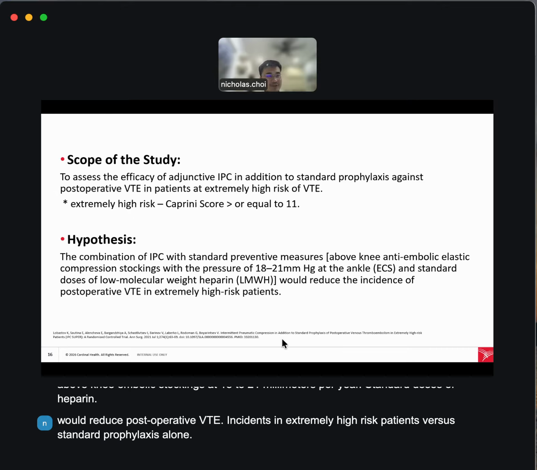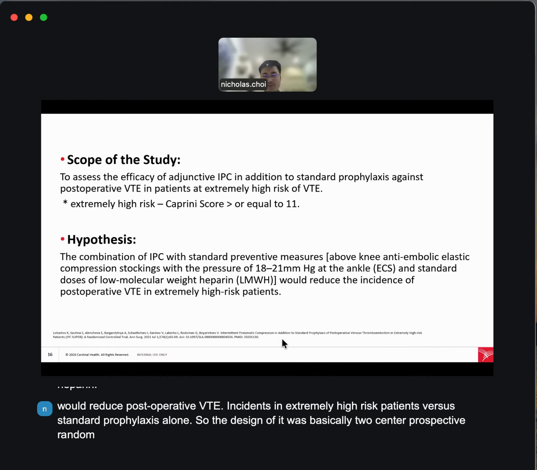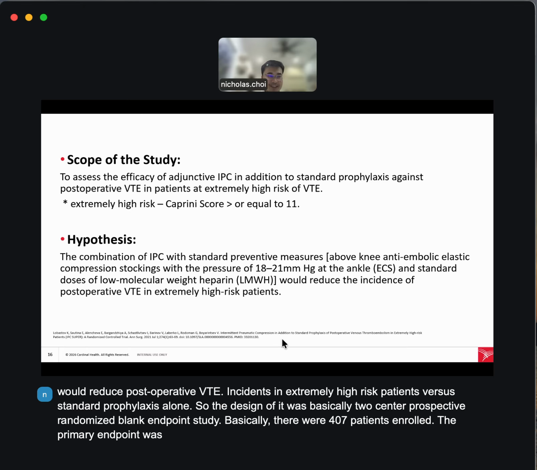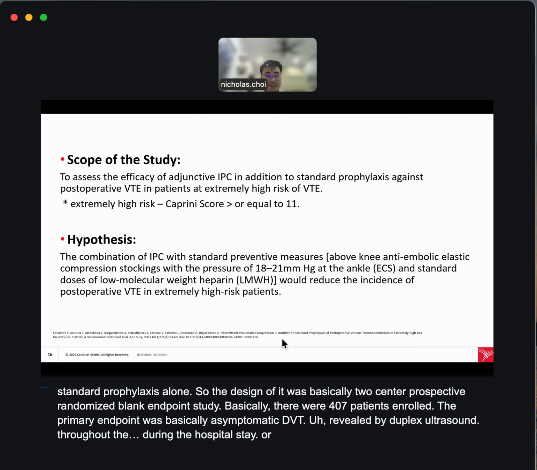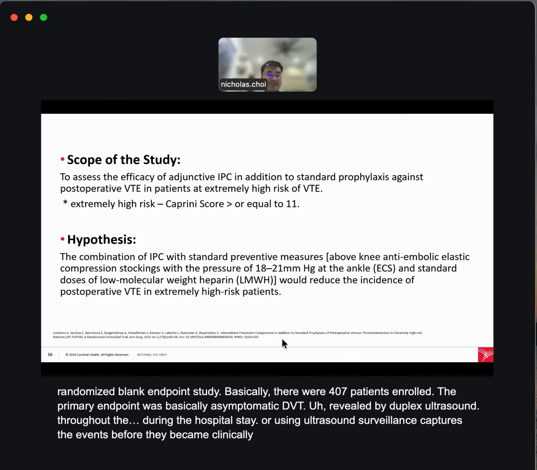So the design of it was basically a 2-center prospective randomized blinded endpoint study. Basically, there were 407 patients enrolled. The primary endpoint was asymptomatic DVT detected by duplex ultrasound during the hospital stay. Using ultrasound surveillance captures the events before they become clinically apparent, basically the first sign of DVT.